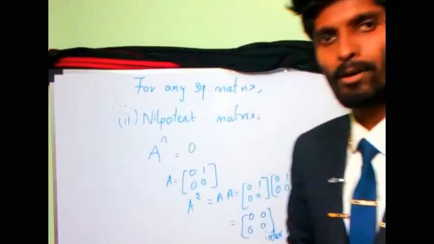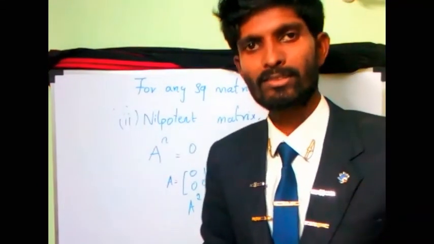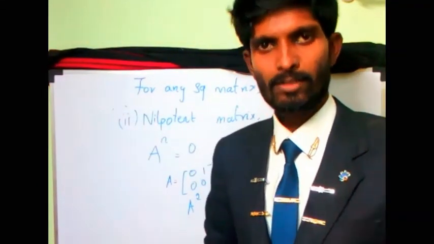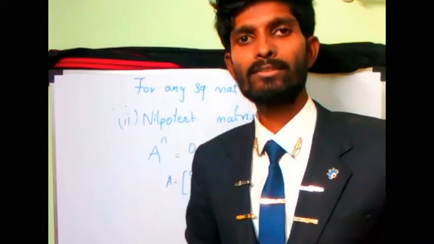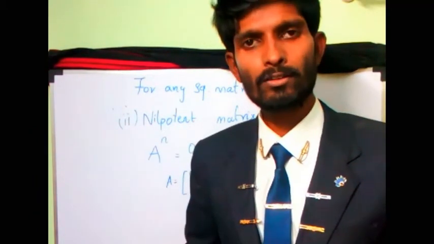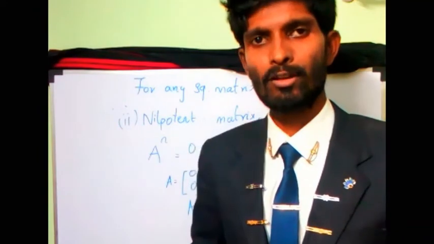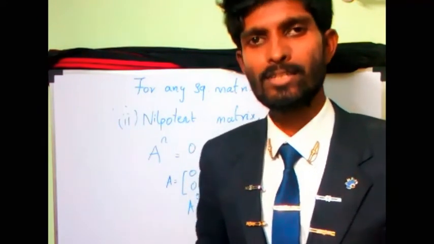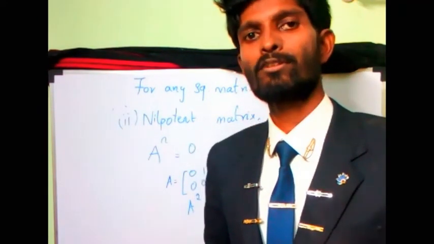So let me summarize the three things. The first one, idempotent matrix: A to some power is equal to A. The involutory matrix: A to some power is equal to the identity I. And finally the nilpotent matrix: A to some power is equal to 0.